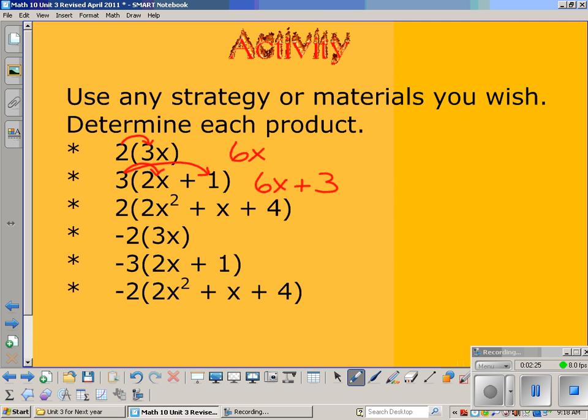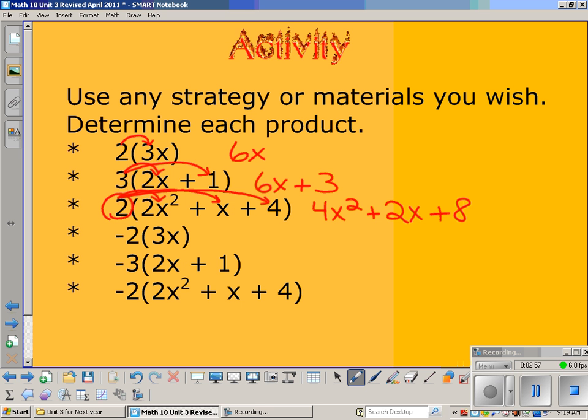What's this third one? The 2 has to multiply to every single term. 2 times 2x squared would be 4x squared. The variable does not change as it is just a constant out in front. 2 times x is 2x. And 2 times the last term of 4 is 8. And again, we do not simplify because there are no like terms.